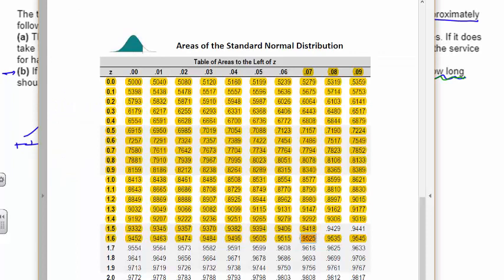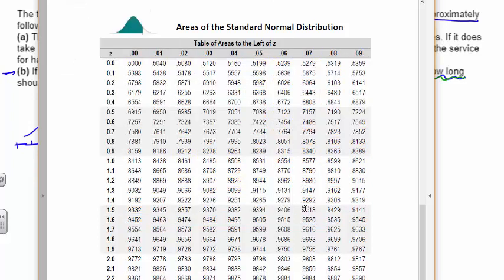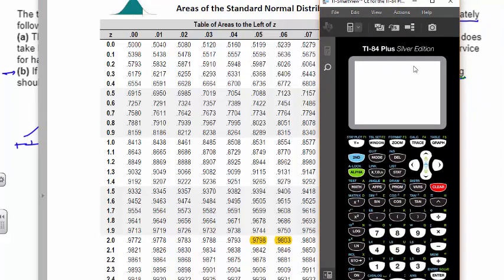So let's see, we need 0.98. Let's see if we can find 0.98. Here's 9803. 9808 is not as close. 9798 might be closer. So if you're trying to decide which one is closer to 0.98, you can take the difference of the two. 0.98 minus 0.9798 is 2e to the minus 4, or 0.0002 away.